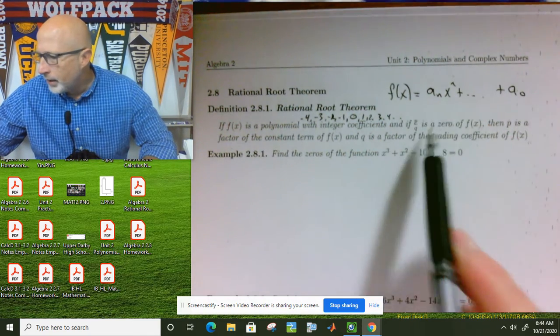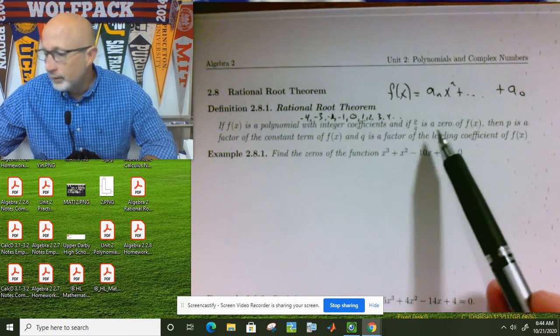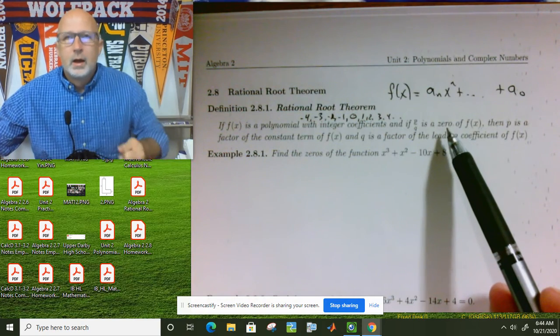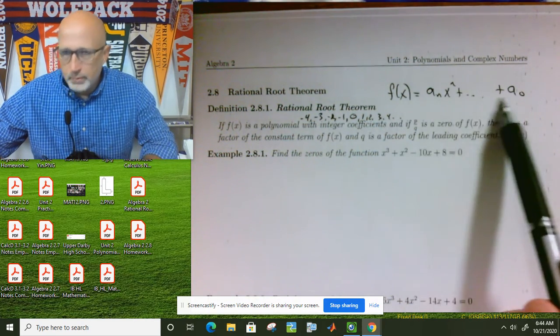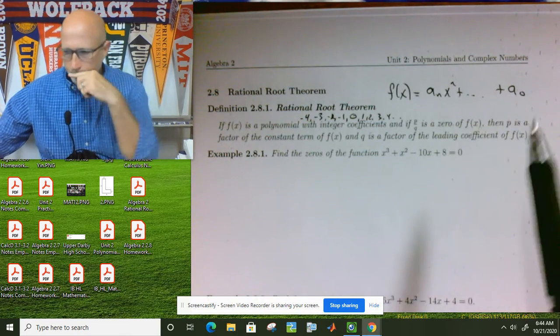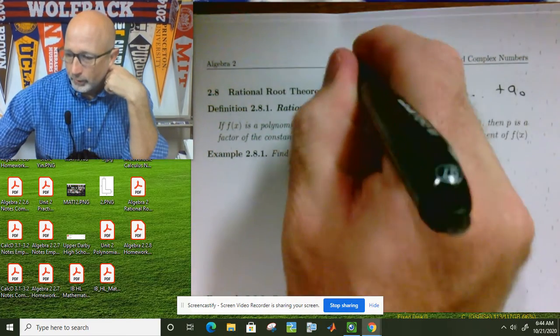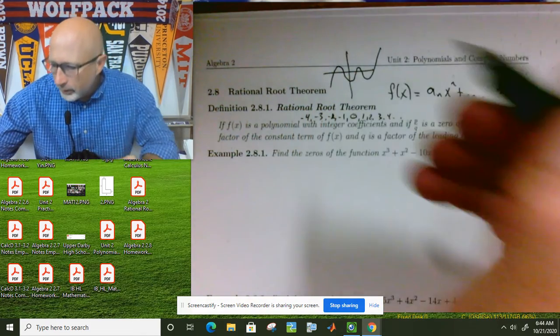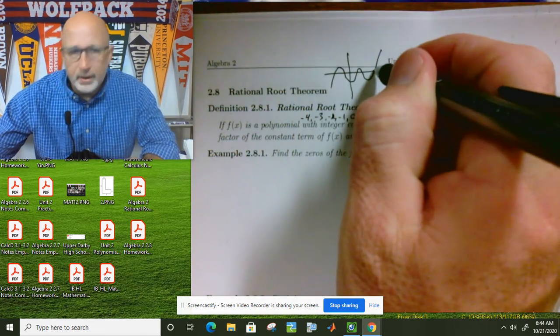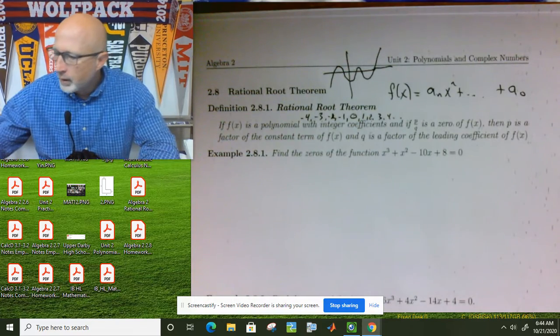And if P over Q is a 0, so a 0 is a value that when you plug it into this equation makes it equal to 0. On the other hand, it's also the place where, when you graph the polynomial, it crosses the x-axis, so either one of those.